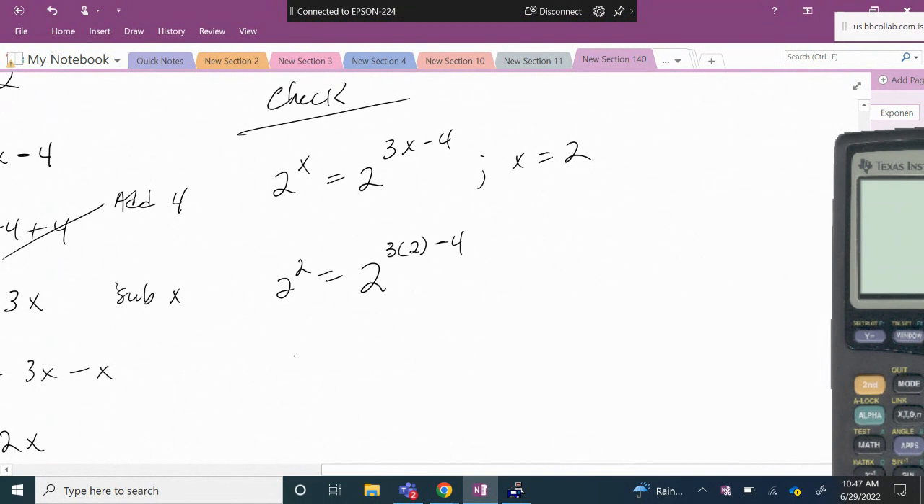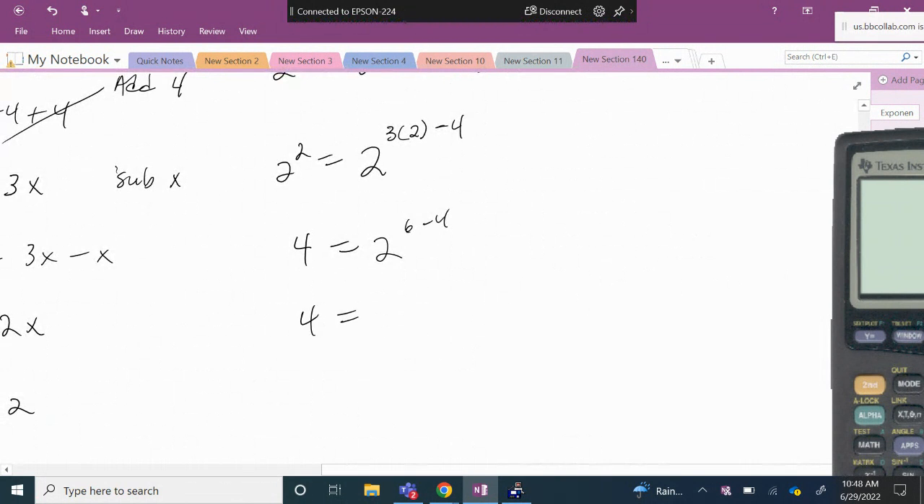On the left-hand side, 2 squared is 4. On the right-hand side, my base is still 2, so I'm going to simplify my exponent. 3 times 2 is 6, bring down the minus 4. So 2 is the magic number that makes both sides equal. So you are able to check your solution.